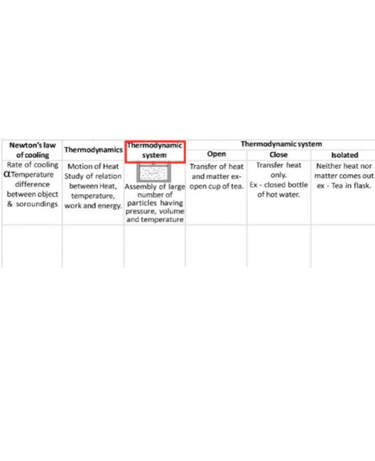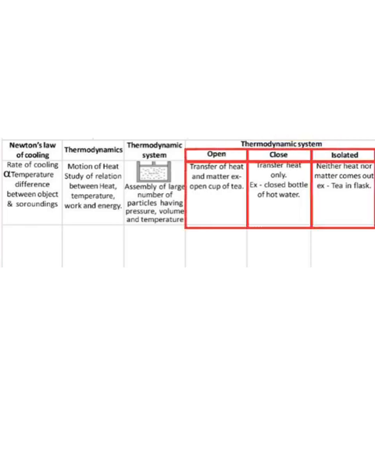Thermodynamic system. Look at the figure. Inner side, particles under experiment. Outer side, surroundings. Assembly of large number of particles having pressure, volume and temperature. Thermodynamic system. These systems are of three types.